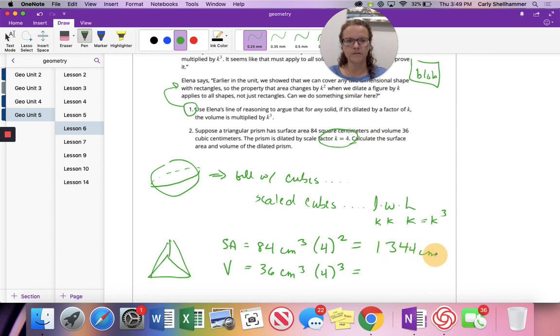Sorry, this would be squared because it's a surface area. And this would be 36 times 4 cubed.